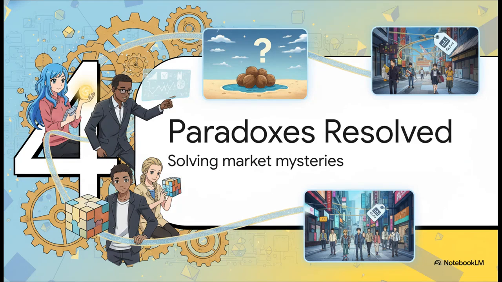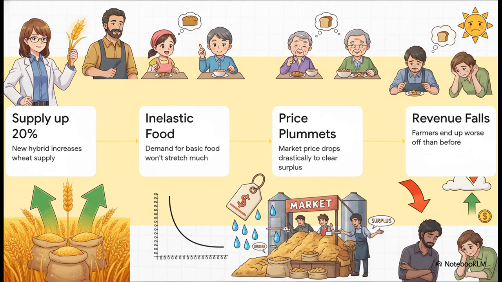Let's move to part 4 and see how this builds our conceptual toolkit to solve some massive, complex market mysteries, starting with that farming puzzle we dropped right at the beginning. So let's break down the solution to the farming paradox step by step. Step 1. University researchers invent a brand new hybrid wheat that boosts crop yields by 20%. Every single farmer adopts it so they can sell more. The total supply of wheat shifts massively.